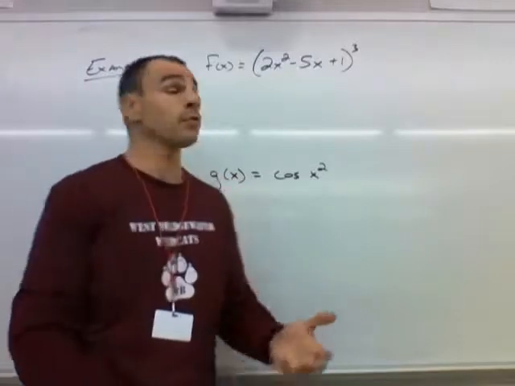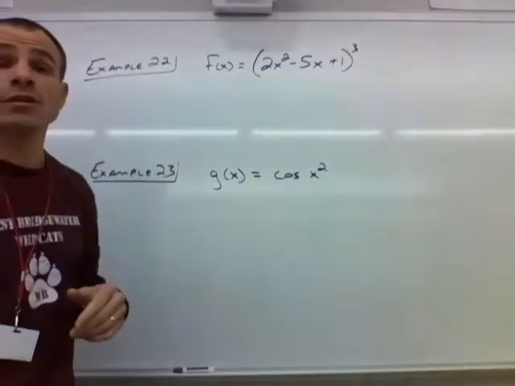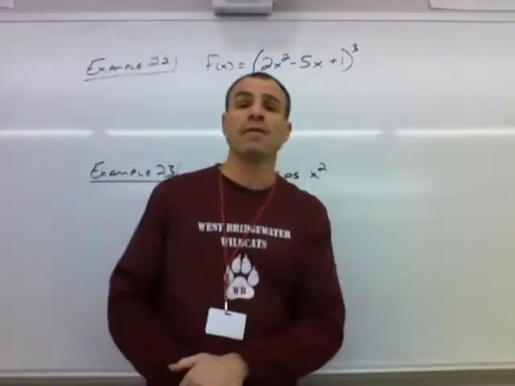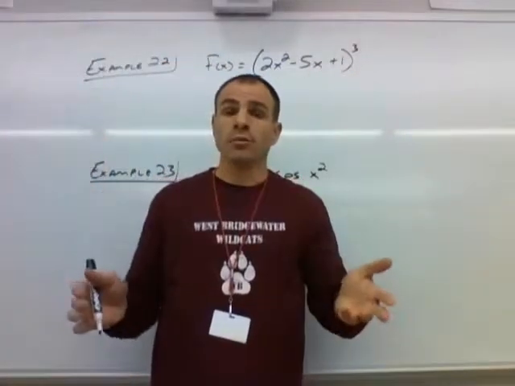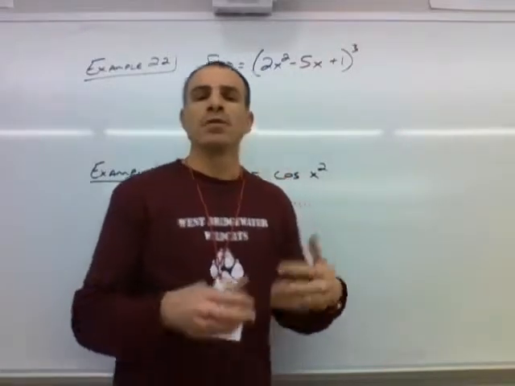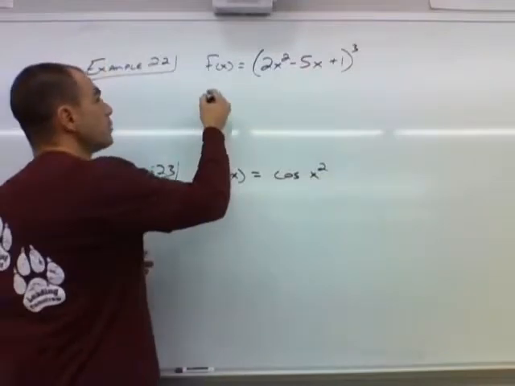Continuing with our examples. Example number 22, you see in your notes there, f of x is equal to the quantity 2x squared minus 5x plus 1, all cubed. All right, so we have an inner function that's being cubed. Okay, so let's do our derivative here. We're going to use the chain rule.